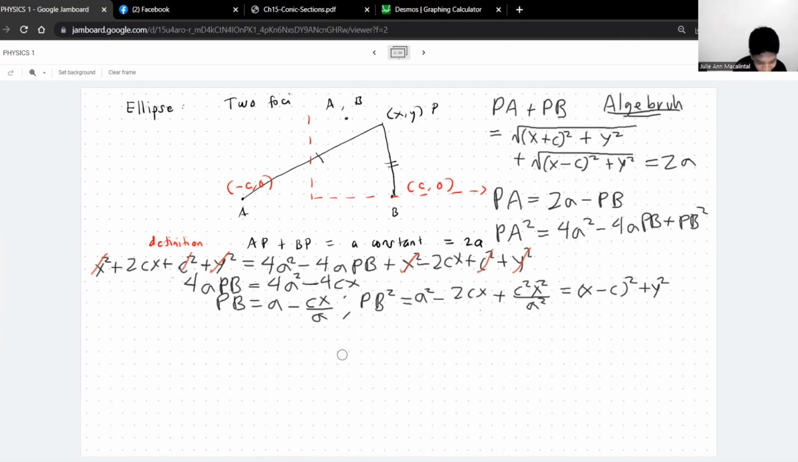So ngayon, yung pinapagawa ko sa iyo is actually exercise 35 on page A57. Where is it? Exercise 35. So that the equation can be simplified to. Okay, nice.